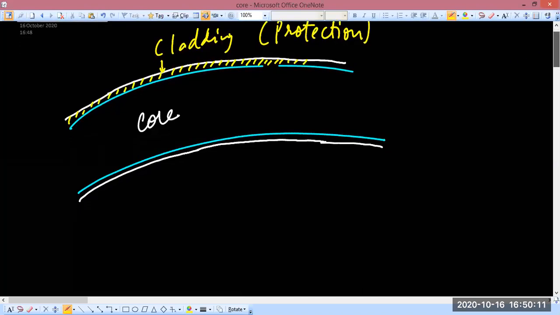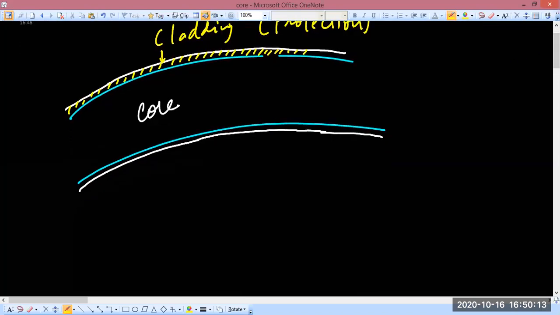The reason is that it's possible that if there is some kind of liquid or any other material that comes in contact with this outer surface, suppose there is no cladding, and something comes in direct contact, then light will fall there, so some light will get absorbed. I hope you understand that.